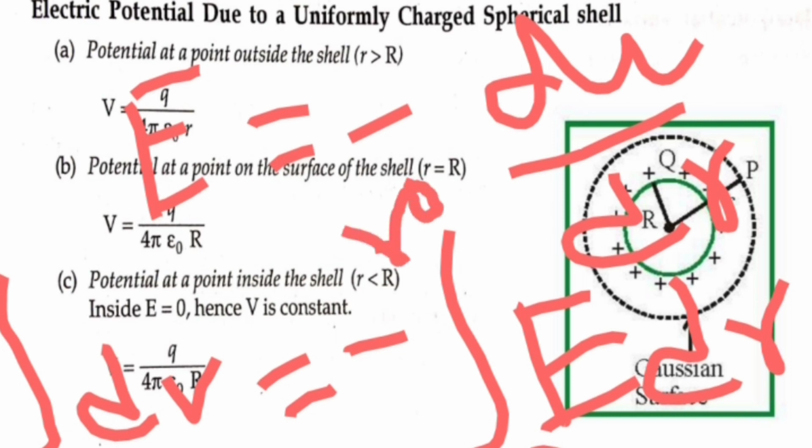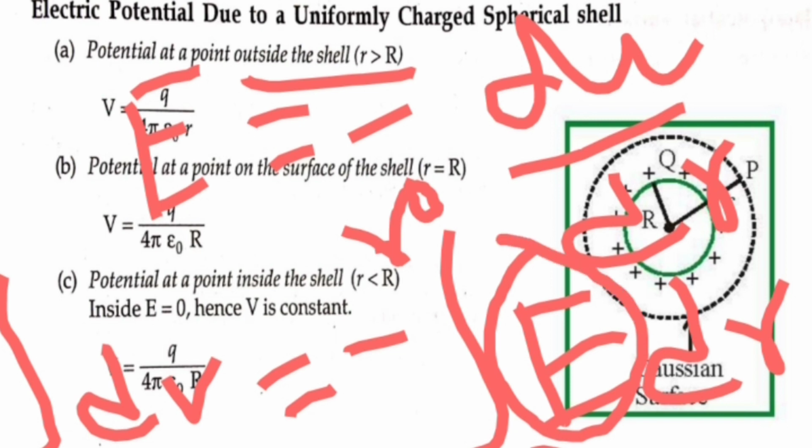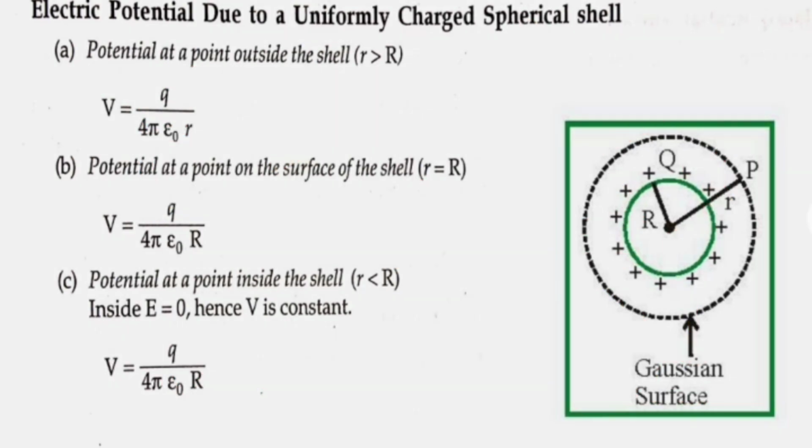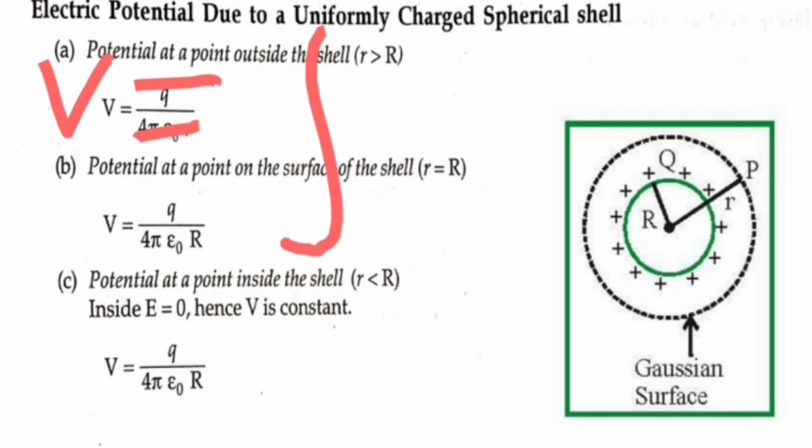Why R? Because it is outside the shell. That's why small r. Now you need to put this value of E, which is K, or 1 by 4 pi epsilon naught Q by R square into dr. I am just doing one derivation for you, and the rest of the derivations you can easily do. So it will become integration, of course with a minus, infinity to R.